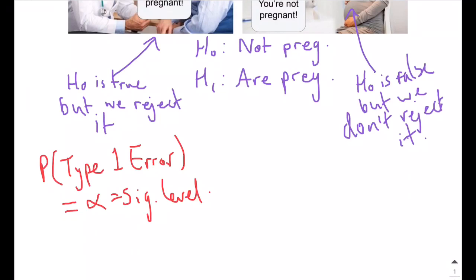And again, we can control that. We can just be more strict. We can put a smaller significance level, take it to 1%, maybe take it to 0.1% if you want. So we can control that quite well.